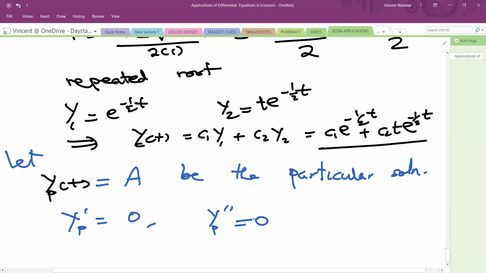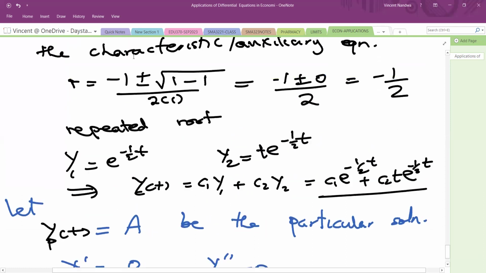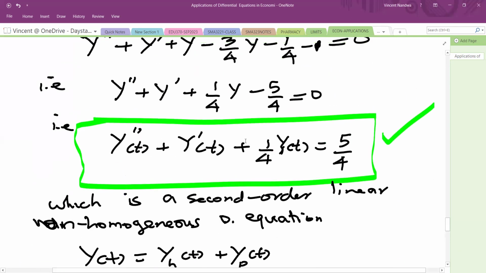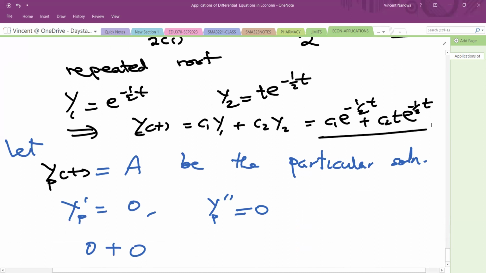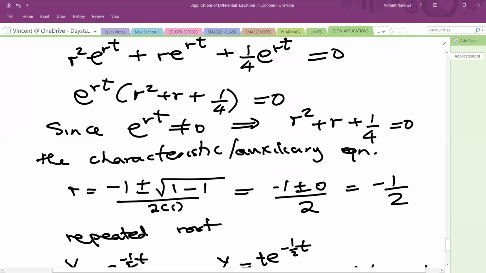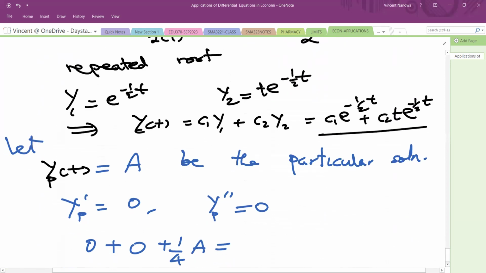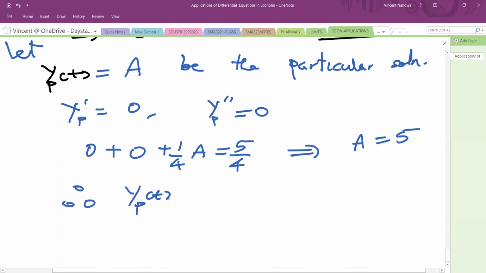So when you substitute this into the original equation, we have 0 plus 0, plus a quarter yp of t, which will be a quarter A, and the right-hand side is 5 over 4. On solving this, we get A to be 5. So therefore yp is 5.